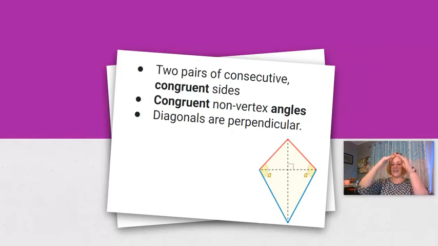So they have to be in a row, but obviously, as you can see, the red and the blue, those are not congruent. So you usually have a short side and a longer side, and these 2 sides are congruent, those 2. The diagonals are perpendicular. They come together at a 90-degree angle.